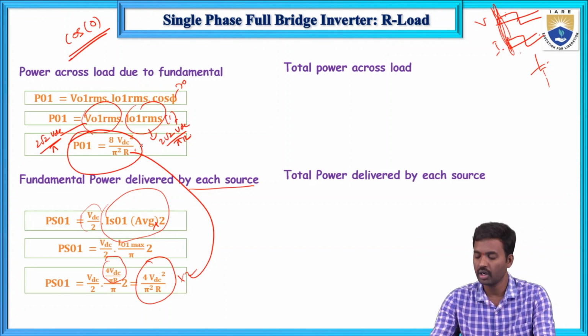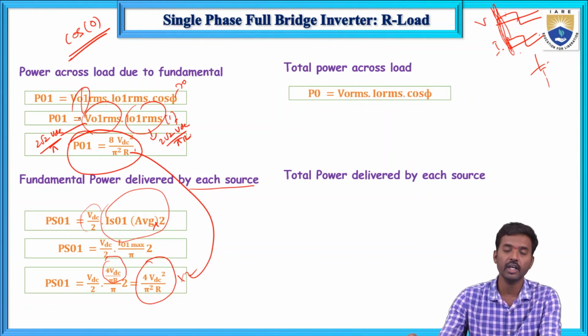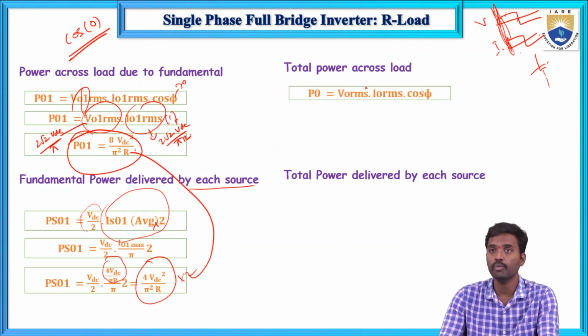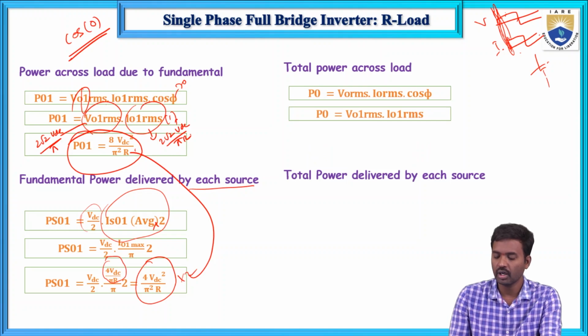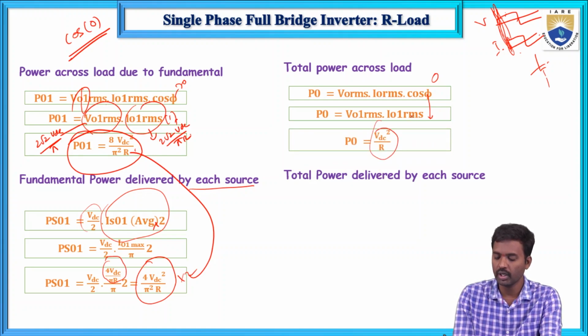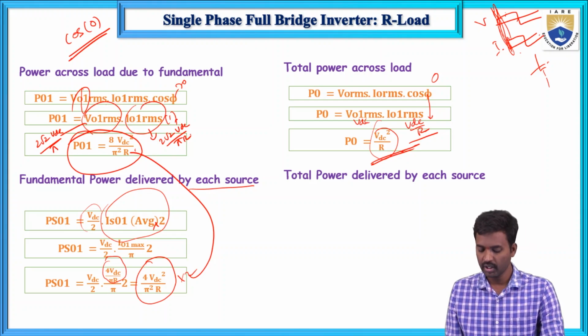And next, total power across the load. So how will you calculate the total power across the load? So P0 equals, not fundamental. This one indicates the fundamental. And total power is V0 RMS, I0 RMS into cos phi. So this cos phi is 1, phi value is 0. And that equals V01 RMS, I01 RMS. So that equals VDC square by R. So now here this power output equals VDC square by R.